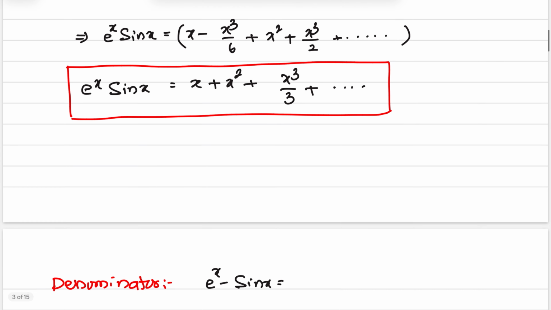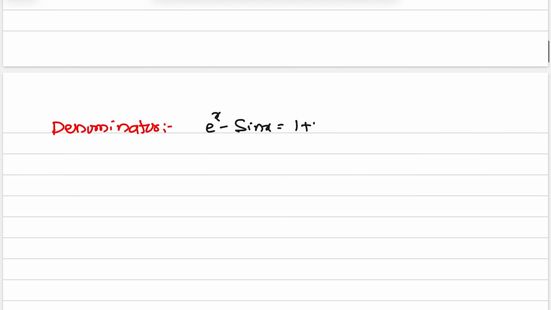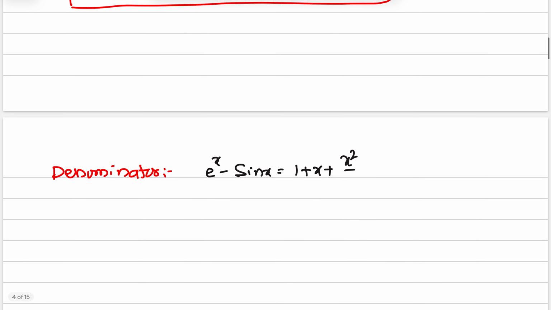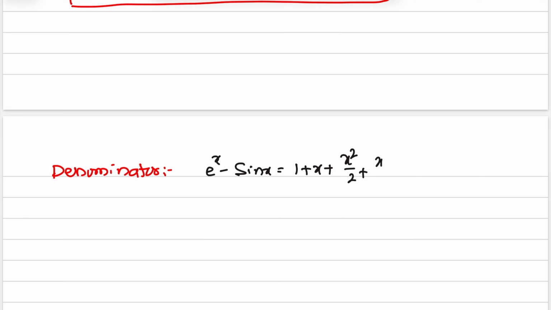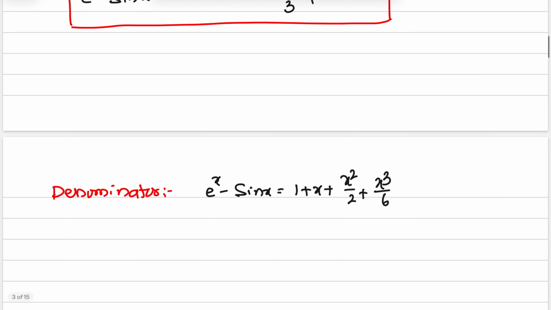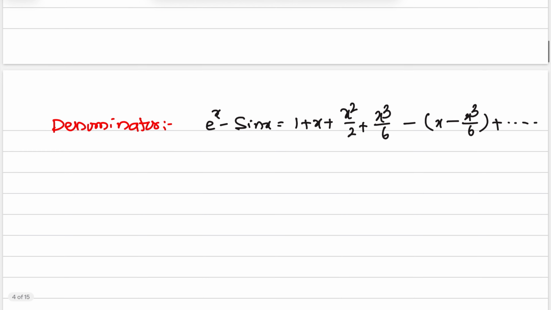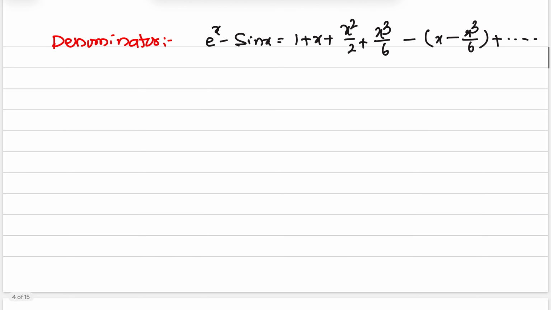That is equal to 1 plus x square by 2 plus x cube by 6 minus x cube by 6 plus so higher values. We are not considering any value beyond x cube.